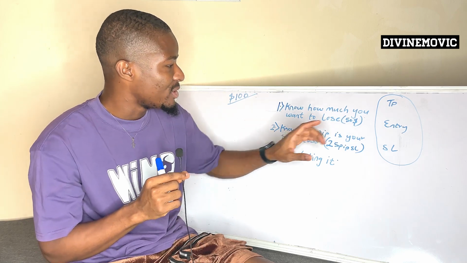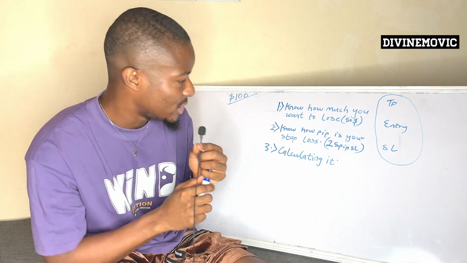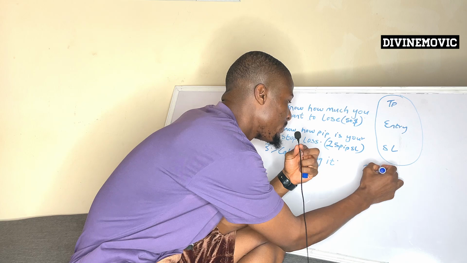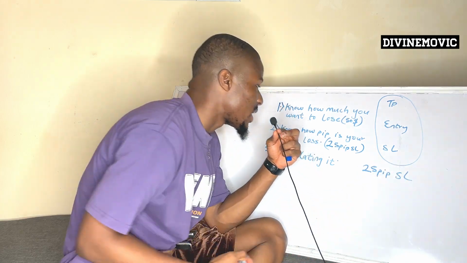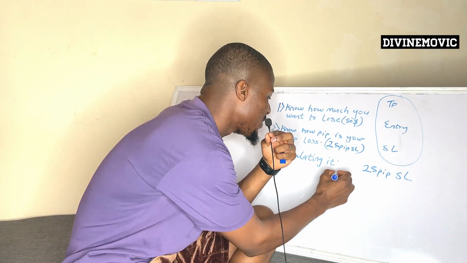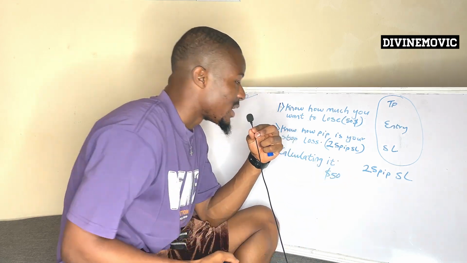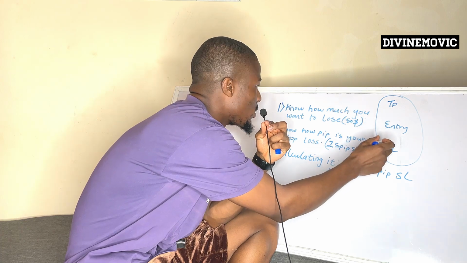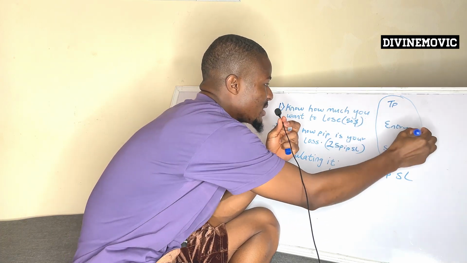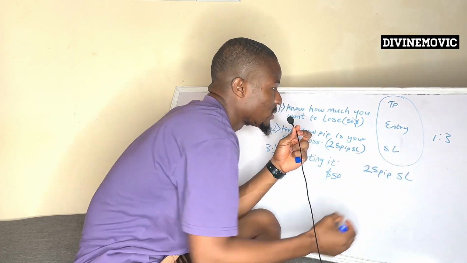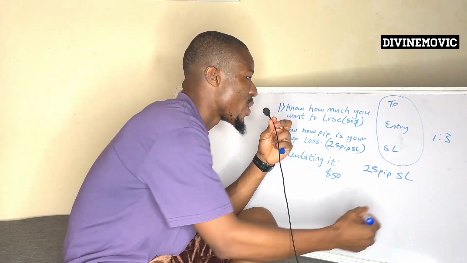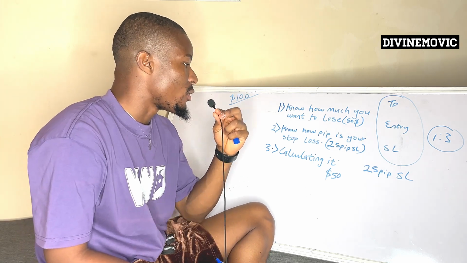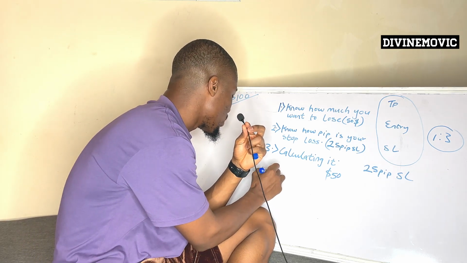Remember, these are the key things that will help you identify this. Now let's assume you have an entry. Like I said, it has a 25 pip stop loss, 25 pip SL, right? And you want to lose $50, right? That's what you want to lose. And let's assume your entry to your take profit is a 1:3, or maximum or above, but we are using this as an example, a 1:3.